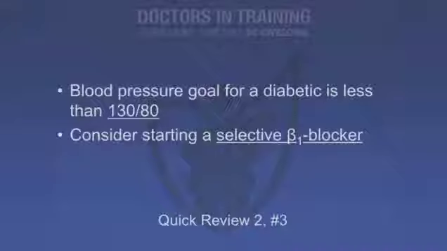So this is a pretty good regimen, but her blood pressure is still above goal. So since we're talking about beta blockers, what type of beta blocker would you consider using? Well, consider starting a selective beta-1 blocker, such as metoprolol or atenolol. Why? Well, remember, the beta-2 stimulation causes increased glucagon and increased glycogenolysis. Remember, that's part of that fight or flight response. You need a lot of energy, so you get your blood sugar up by stimulating beta-2 receptors.